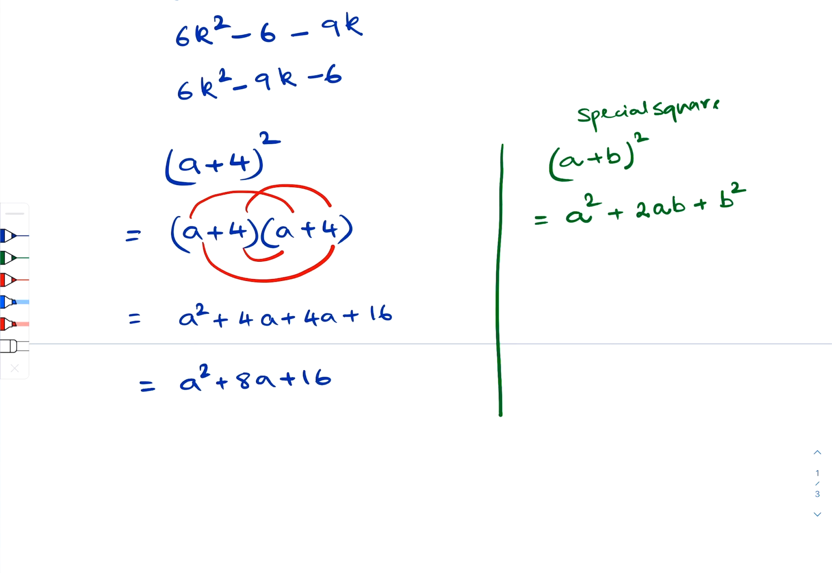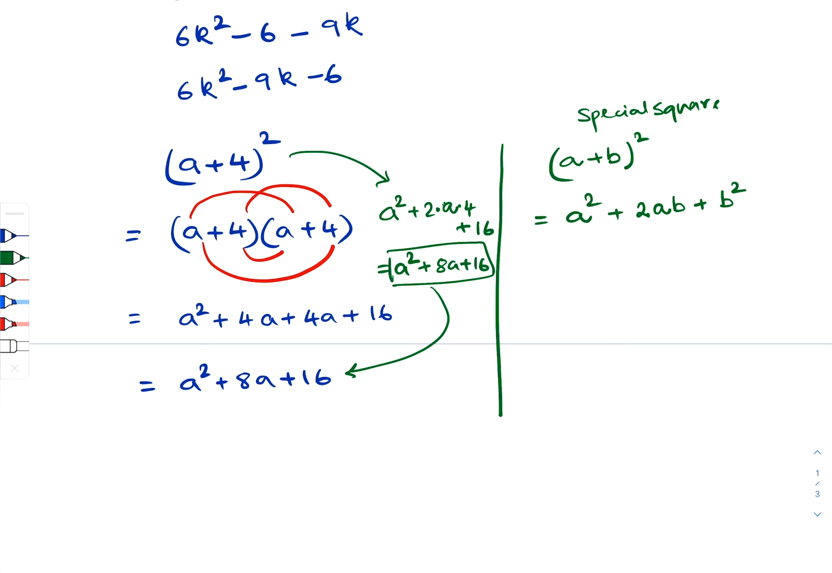So if you apply that same formula to this one, it starts looking like this. Square the first, plus 2 times the first term times the last term, and then you square the last term, which is 16. Simplify that, and you get a squared plus 8a plus 16. See how that matches what we got the usual way. So if you recognize the formula, you can just apply it directly.